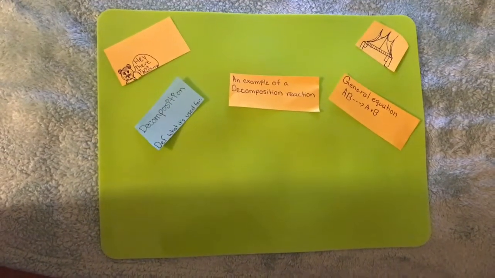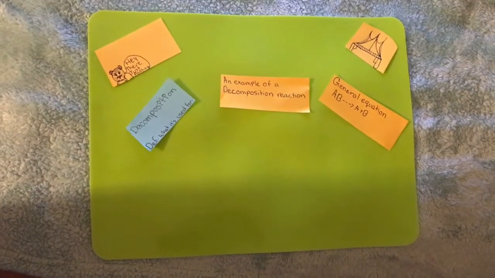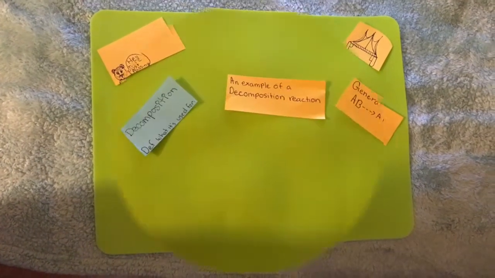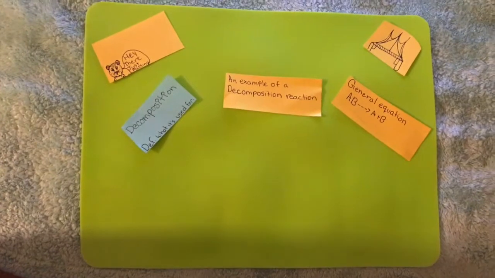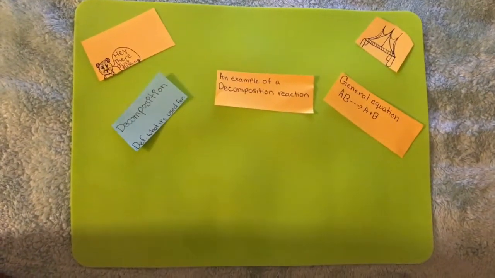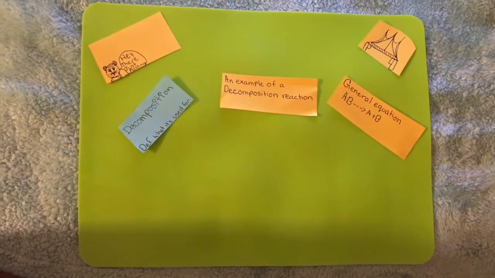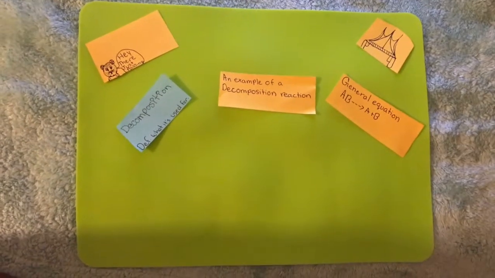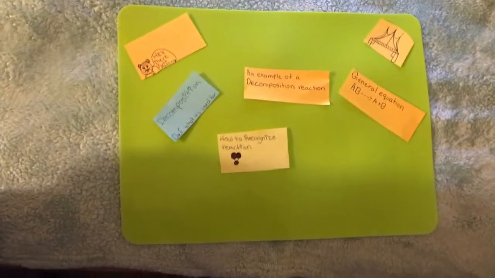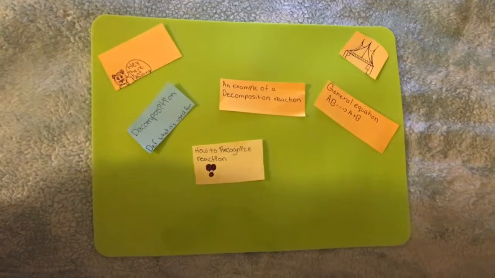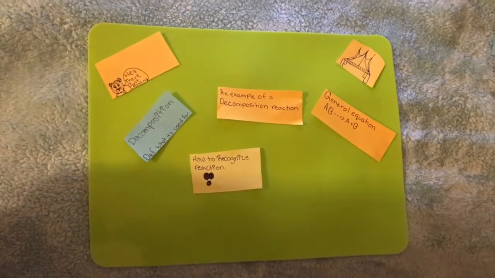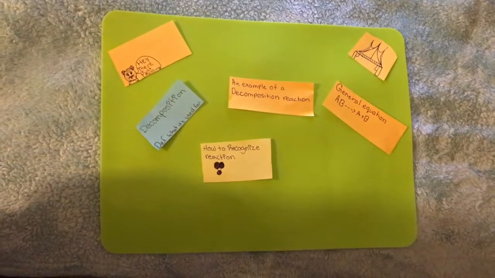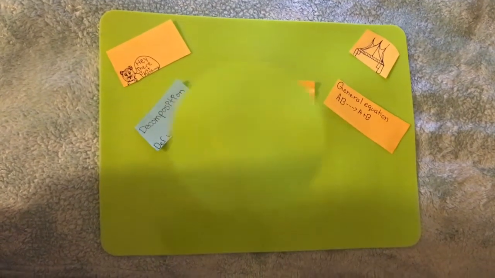General equation. A decomposition reaction occurs when one reactant breaks down into two or more products. Examples of a decomposition reaction would be the breakdown of hydrogen peroxide to water and oxygen, and also the breakdown of water to hydrogen and oxygen. To recognize if it's a decomposition reaction, first you would have to count the number of reactants, where two or more products combine together to form one new product.